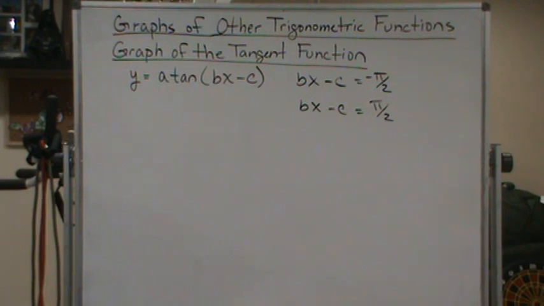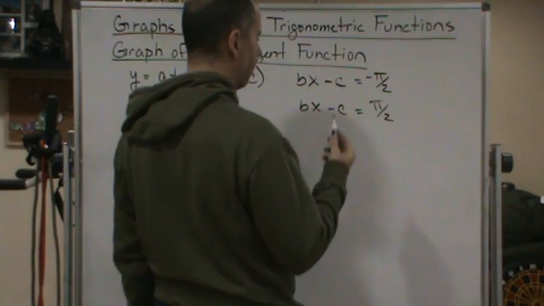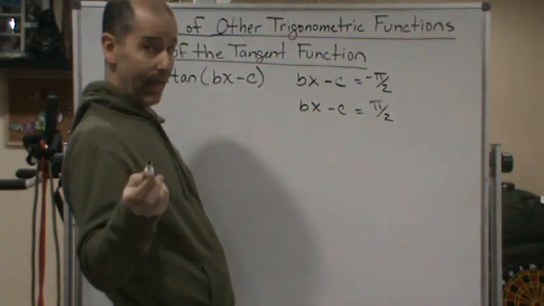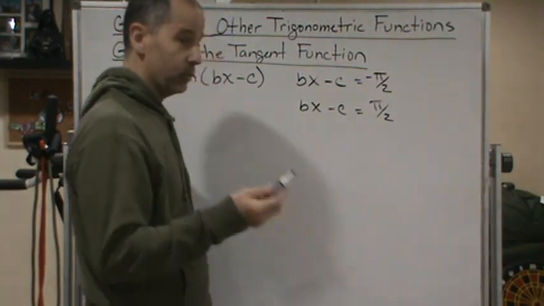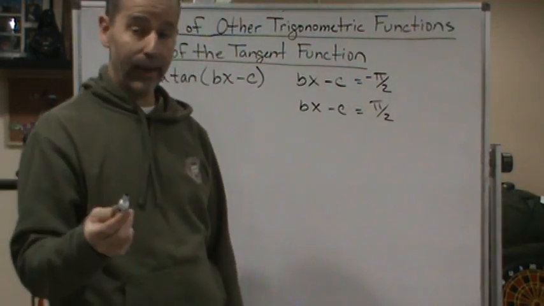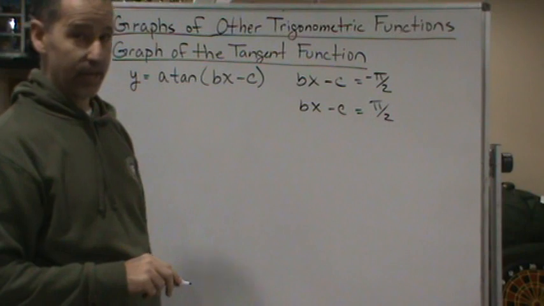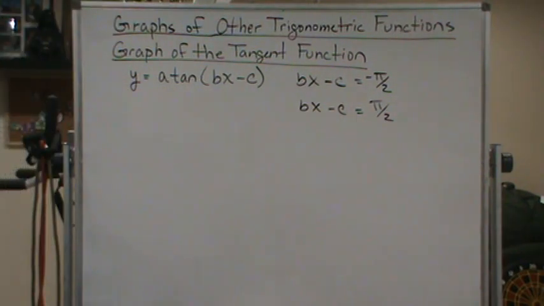Oh, okay, so the intersection point, we know that the intersection point is going to be halfway between the two asymptotes. So wherever those asymptotes lie, all we have to do is find the midpoint of that range, and that's where the intersection, the x-intercept, is going to occur.